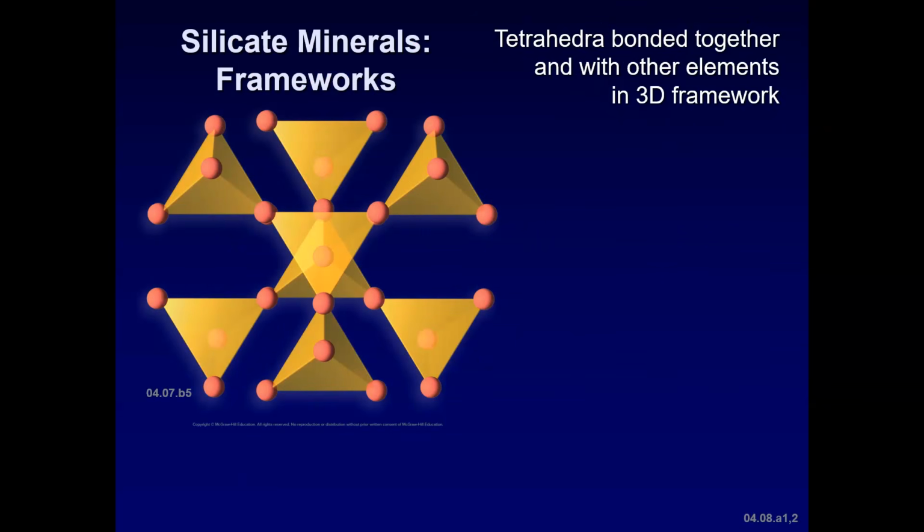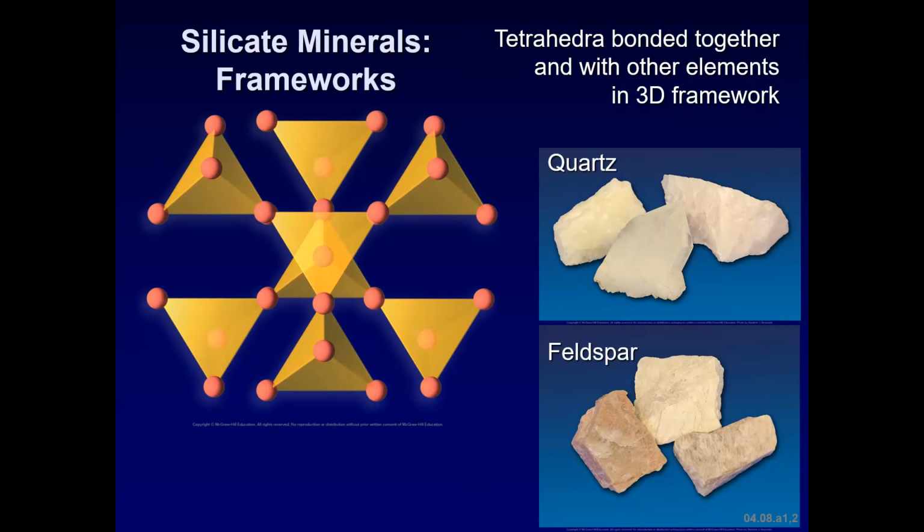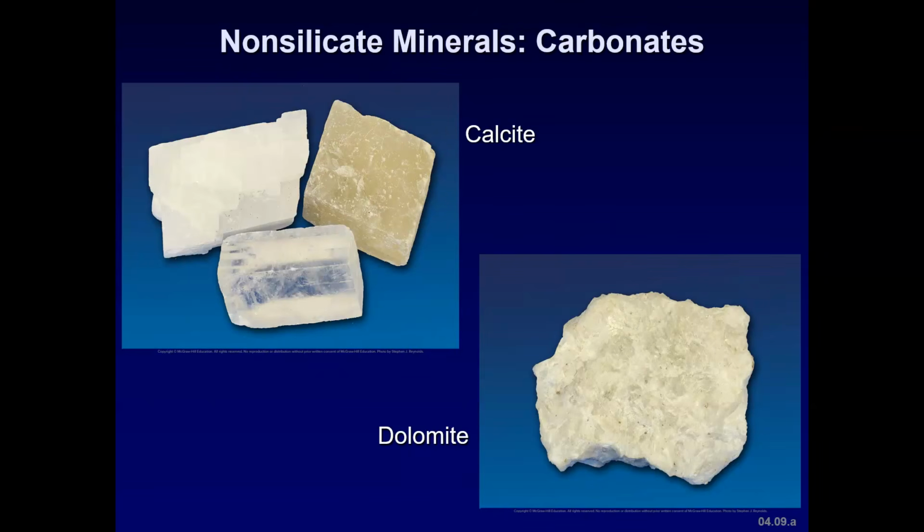Or you can have silicate minerals that form in frameworks. So the tetrahedra are bonded together with other elements in a 3-dimensional framework here. It's a complex lattice, and it's going to fracture instead of cleave. And that's what we have in the case of quartz. Feldspar, however, has cleavage. A couple directions of cleavage.